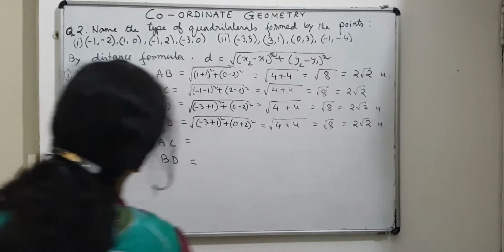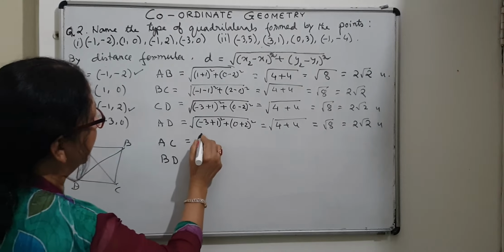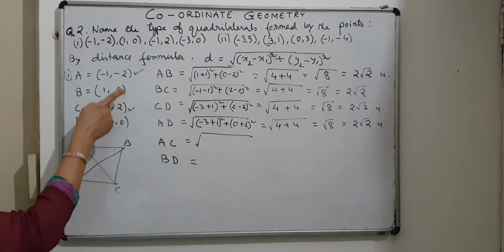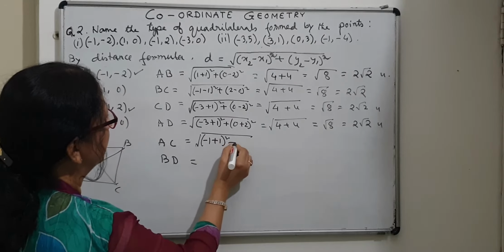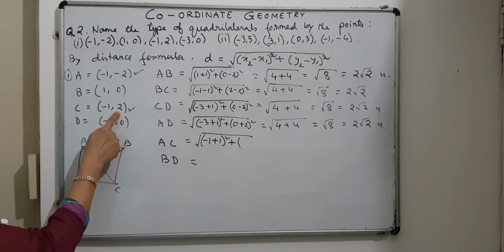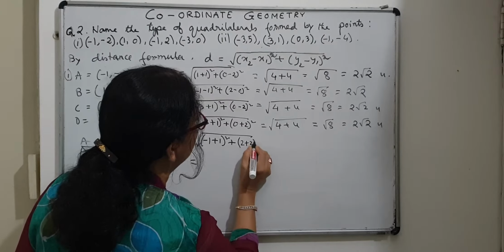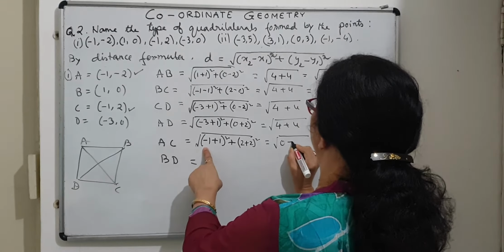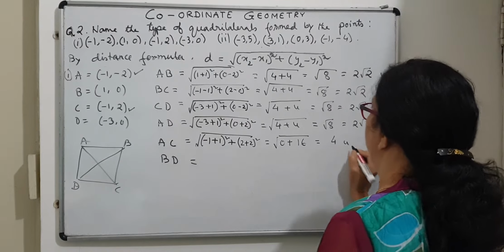So that's why I have to find out the AC. AC means I have to take A and C. So for AC, you see now, minus 1 is plus, so minus 1 plus 1 whole square plus, 2 minus 1 is plus, so 2 plus 2 whole square. So it is 0 plus 4 square, that means 16, so it is 4 unit.